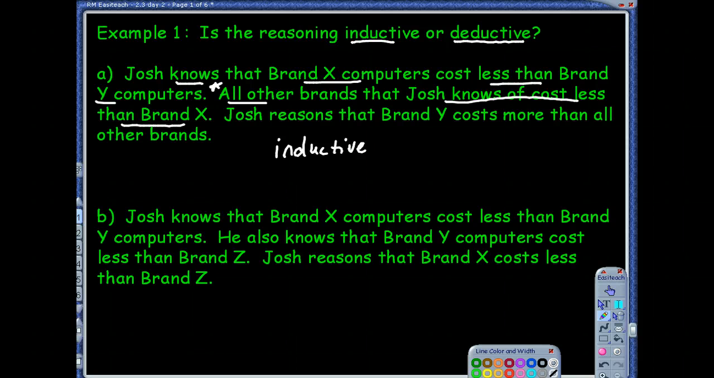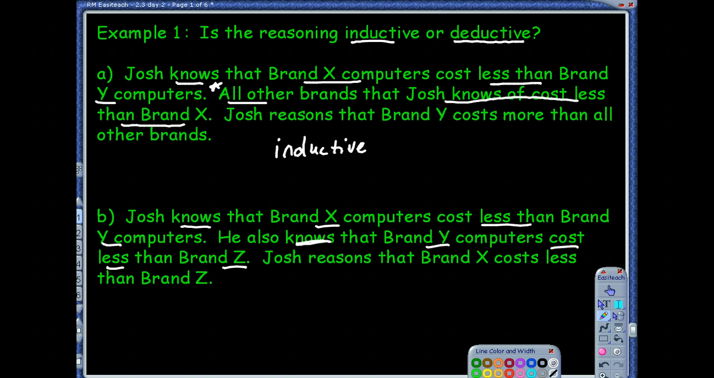Okay. Good job. All right, so part B says Josh knows that brand X computers cost less than brand Y computers. So it starts the same way as part A. So he knows this. He also knows that brand Y computers cost less than brand Z. Josh reasons that brand X costs less than brand Z. Okay. Well, this one, I'm going to just look at the words knows. He knows brand X computers cost less than brand Y. He also knows that brand Y costs less than brand Z.